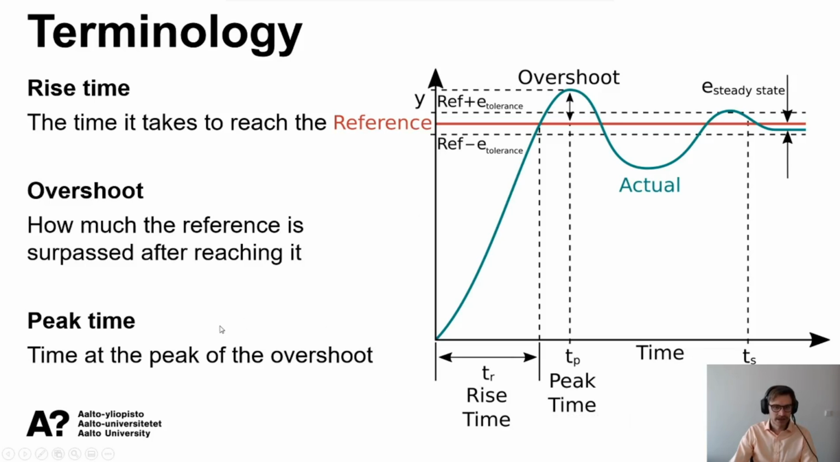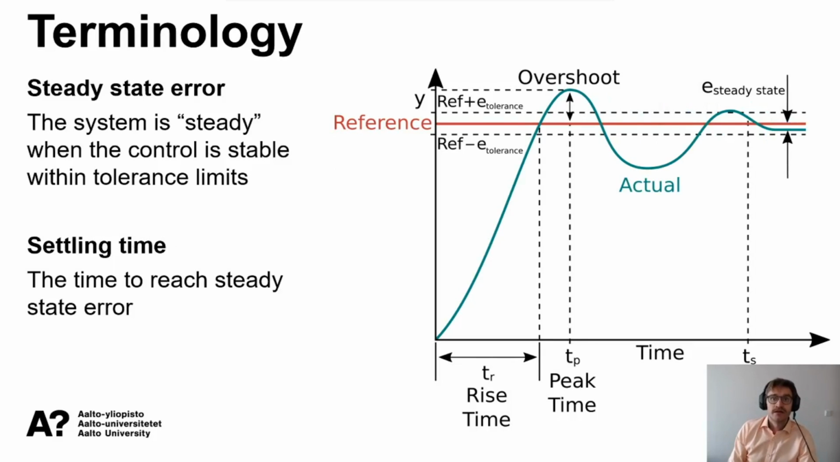Okay, then there's peak time, and that's the time to reach the highest value of the control, so the maximum overshoot. Continuing on the terminology, steady state error. What is it? Well, we could first define what is steady state. It's when the actual system is very close to the reference value set for the controller. However, in real life, we don't need to achieve the exact reference value. It's good enough when it's close enough.